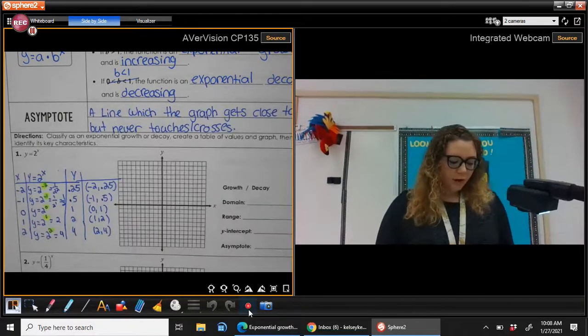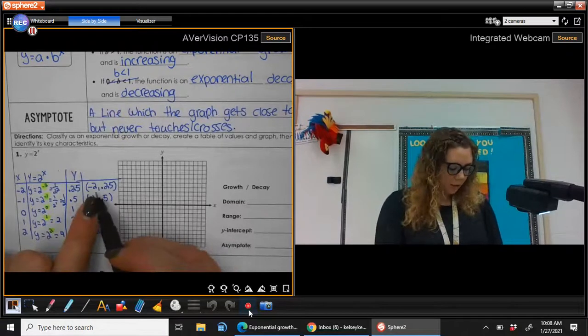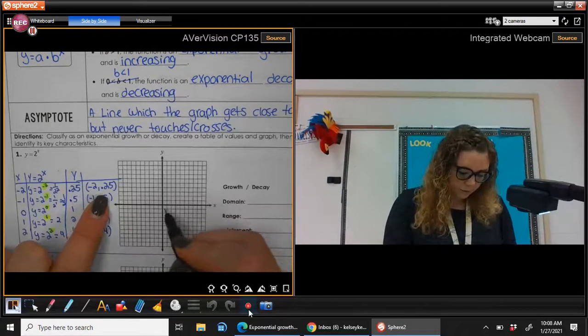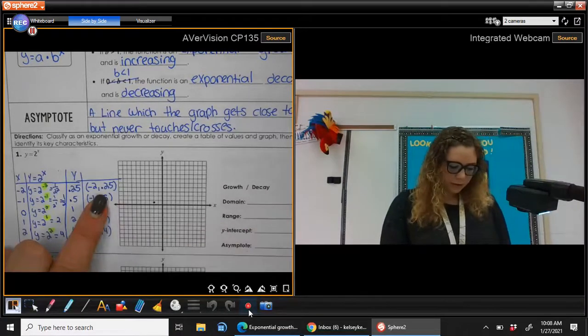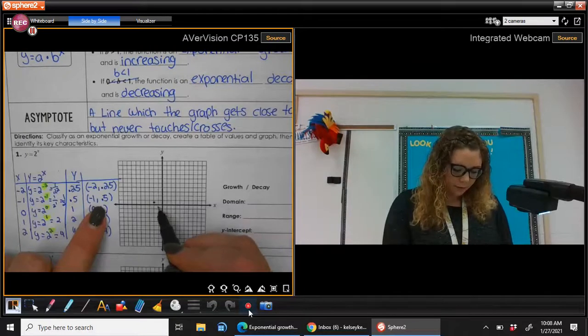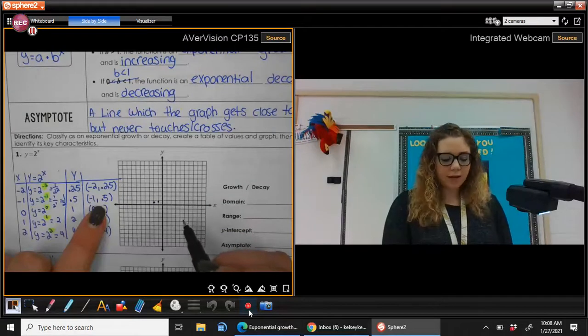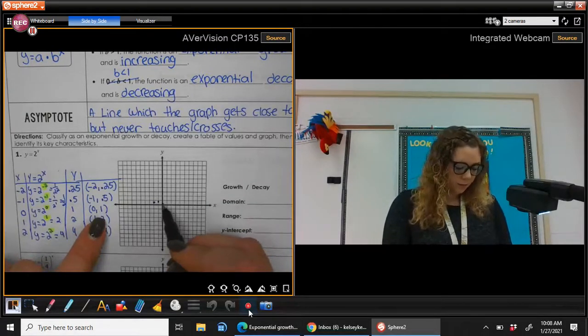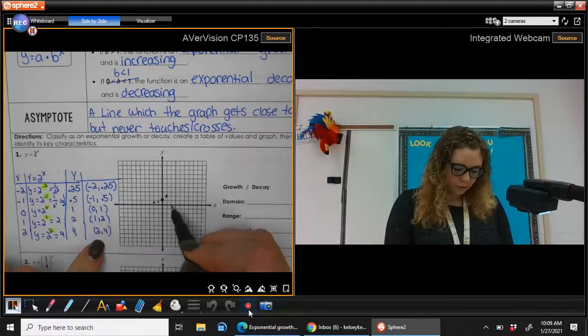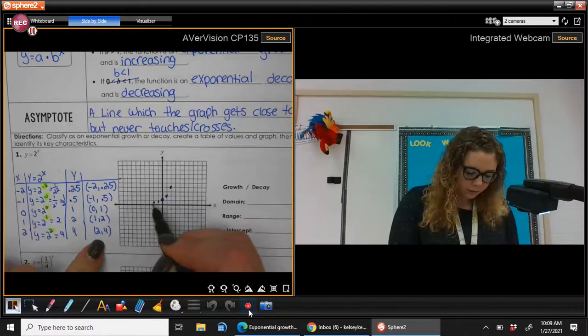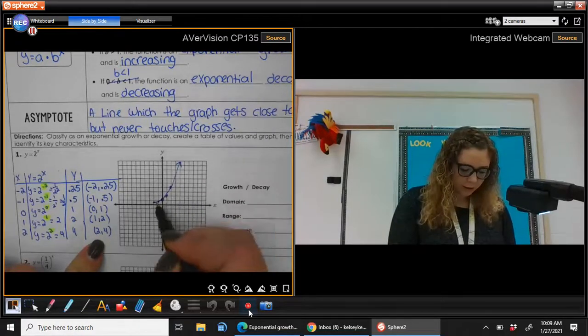And so now we're just going to graph it the best we can. This is negative 2, 0.25. 1, 2, and it's going to be right here. This is negative 1, 0.5. It's not going to be perfect, guys. Just do it as best as you can. 0, 1. 1, 2. Then 2, 4. And then it's going to look like this.